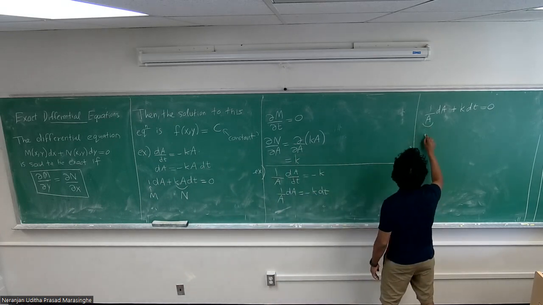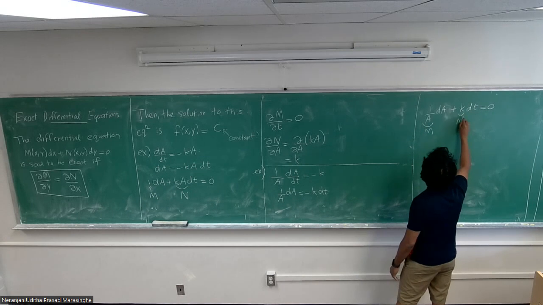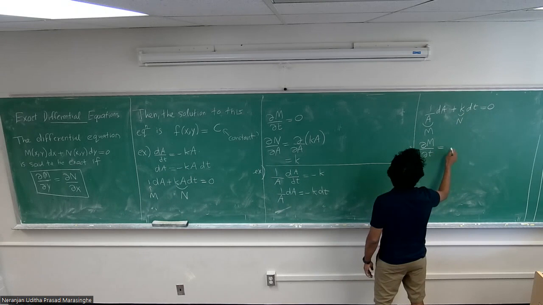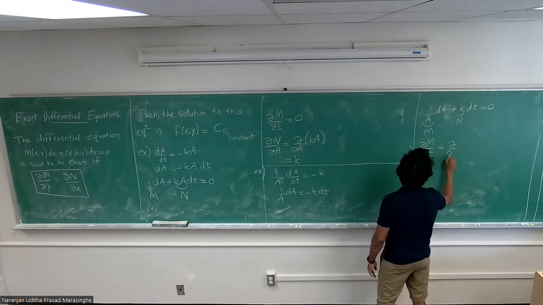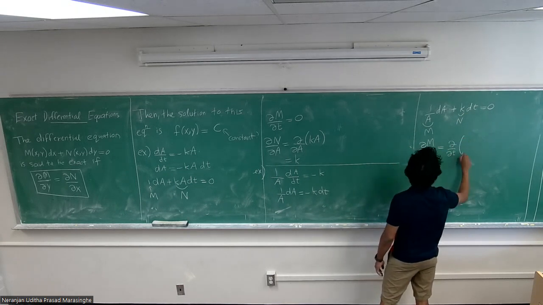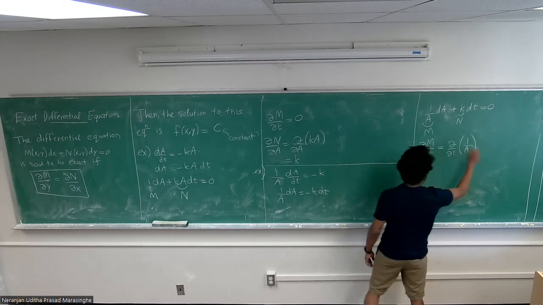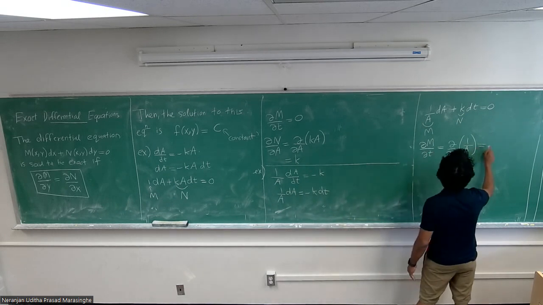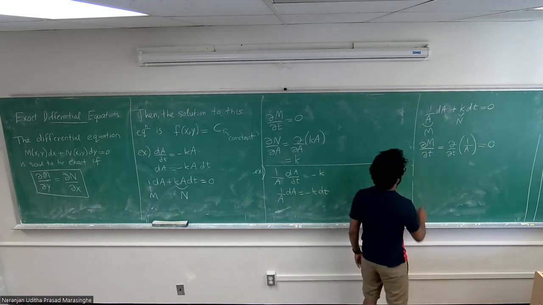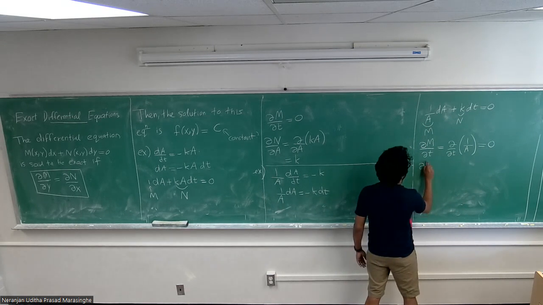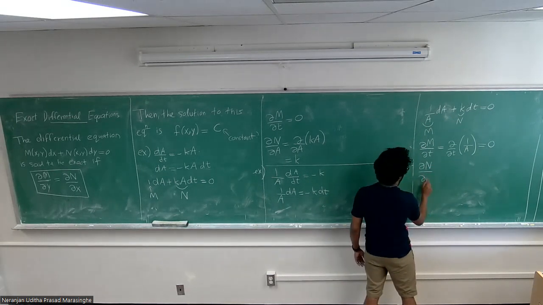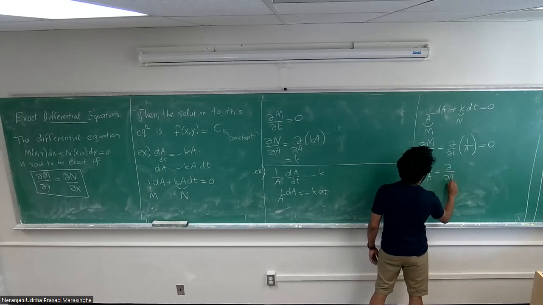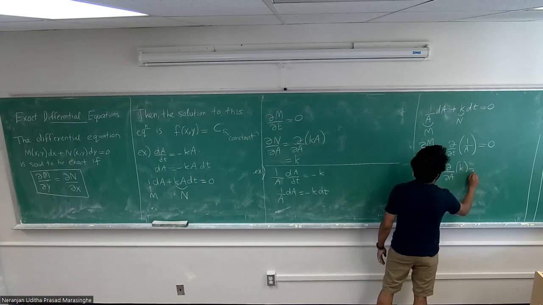So now this is your M and this is your N. Okay. So ∂M/∂t is equal to ∂/∂t of (1/8). These are two different variables, so this is going to be equal to 0. And ∂N/∂a is ∂/∂a of k, and it's also equal to 0.